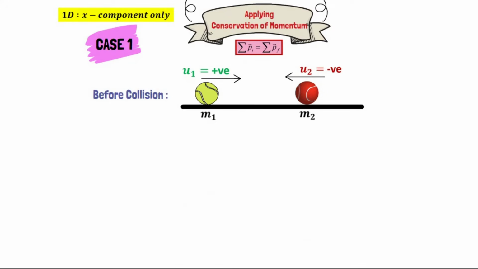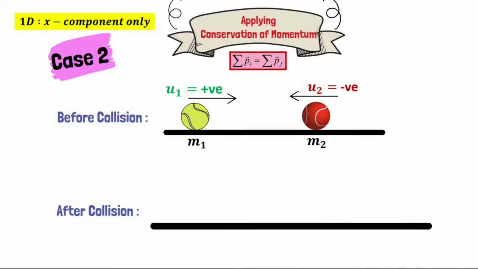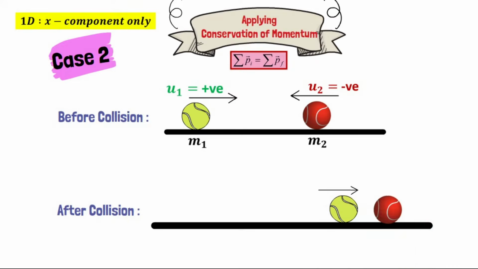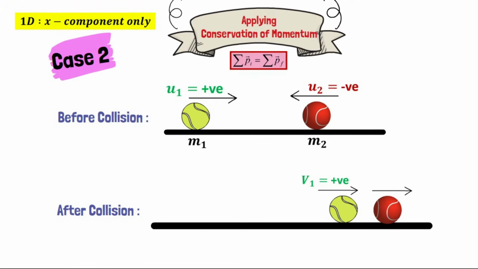Okay, so now let's proceed to the second case. So here we have case 2, where now M1 and M2 still moving in opposite direction before collision. So remember, U1 positive, U2 negative. So what happened after collision? Let's say for case 2, object M1 dan M2 moving to the right. Both are moving to the right. Okay, mereka tidak bergerak sama-sama, mereka bergerak berasingan. Ada dia punya final velocity sendiri, tetapi kedua-duanya bergerak ke kanan. So V1 must be positive and V2 also must be positive.